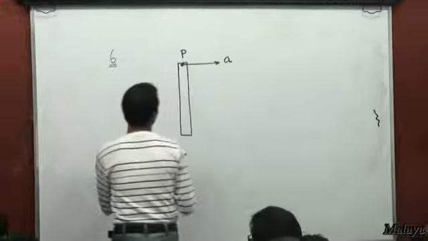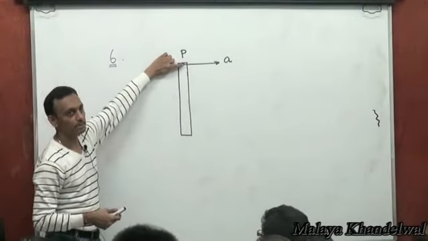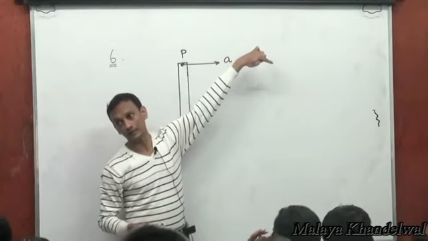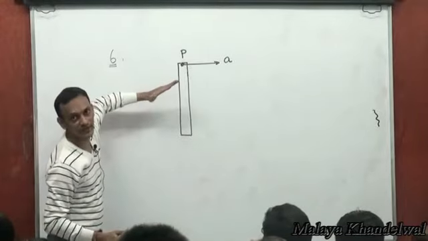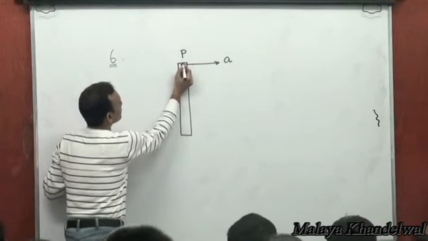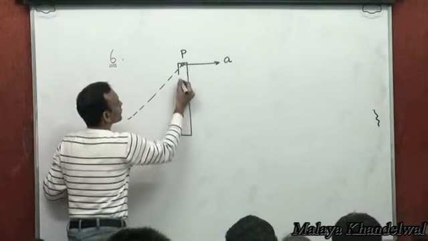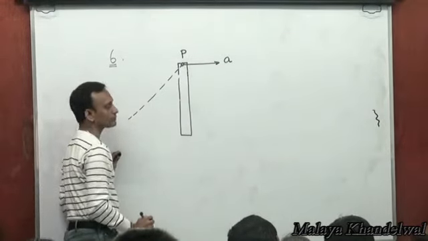Alright, so we have this rod resting on a horizontal smooth surface and the point P is given a constant acceleration a to the right. Obviously, this rod would tilt this way. You would expect the rod to tilt this way. After a while, the rod becomes like this.